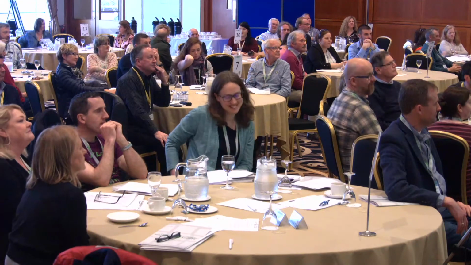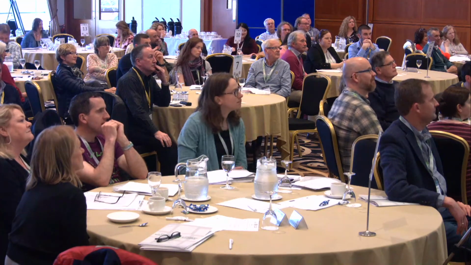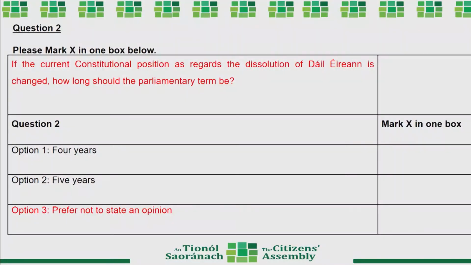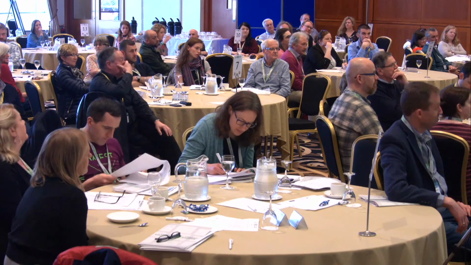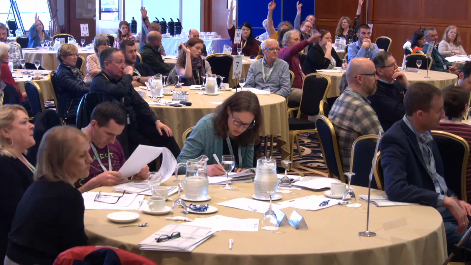Then question 2, I'll have to say a few words about question 2. It now reads, as you see, if the current constitutional position as regards the dissolution of Dáil Éireann is changed, how long should the parliamentary term be? So what we've done there in that question is link it to question 1, and then we have repeated option 1 and option 2, which is 4 years and 5 years, and we've added a third option which was suggested, prefer not to state an opinion. Is that all right? Are you in agreement with that? Again, maybe a show of hands.